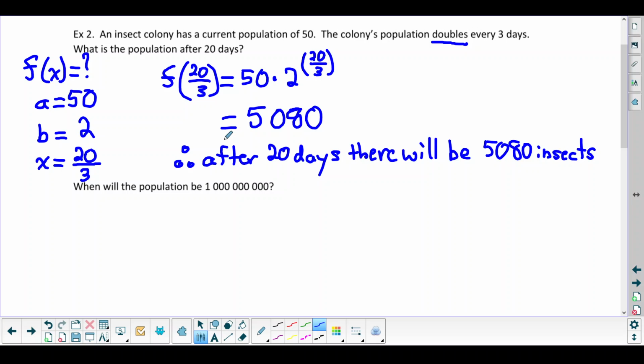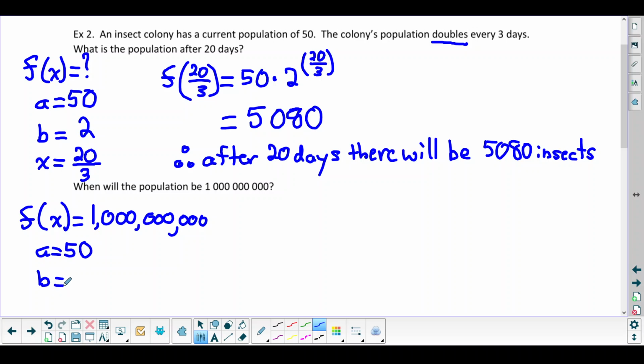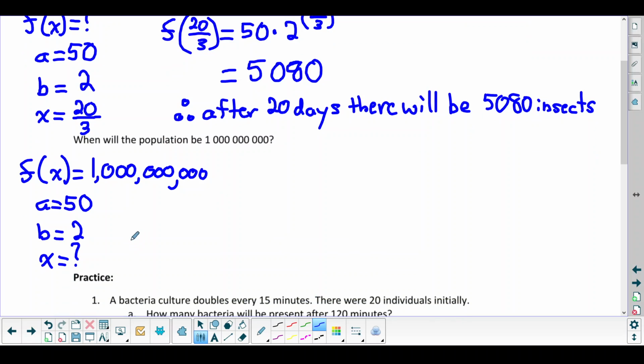But let's find out. So let's write down the things we know, the things we don't know. In this case, we know the final population. f(x) is 1 billion. Put some commas in. It's easier to write it by hand like that. And we still know our initial amount is 50. It still grows the same, so b is still 2. But in this situation, x is what we're trying to find. The fact that it's asking when will the population, right? It's a time-based question. That usually is represented by x in our equations.